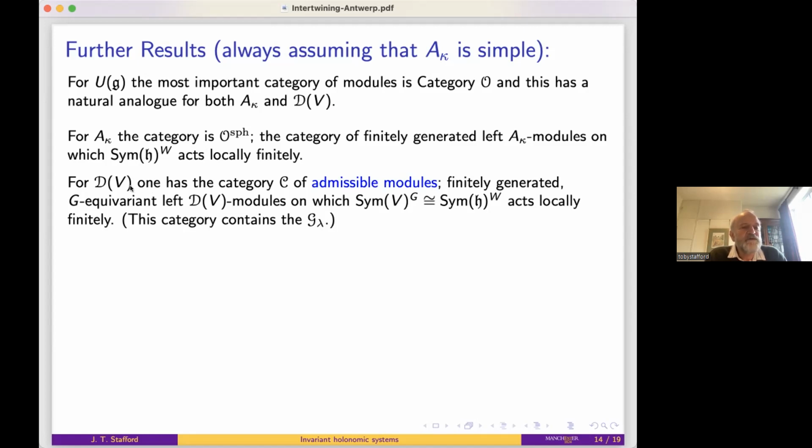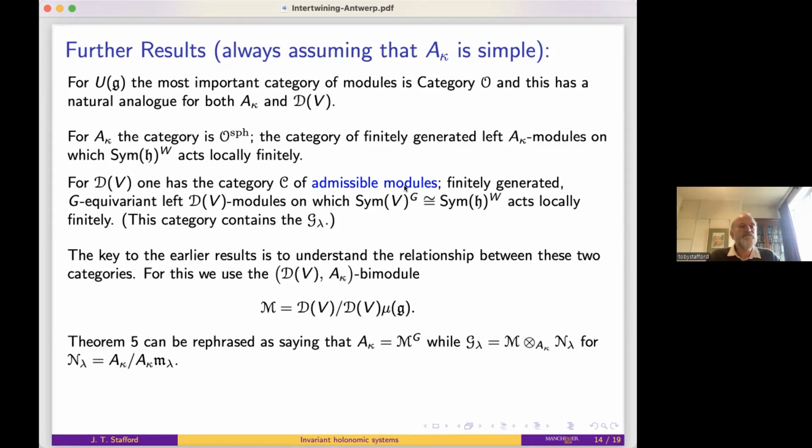And you do the same thing with D of V. Here you look at G-equivariant left D of V modules, but again, this sim HW, thought of as sim V^G, should act locally finitely. And just by its definition, this will contain the G lambdas. And in G lambda the generator 1 is killed by mu of G, so that gives us the G-equivariance, and by the appropriate maximal ideal of sim V^G.